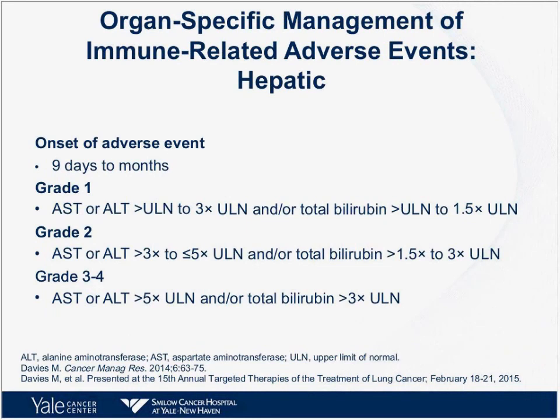Hepatic or liver adverse events can develop at 9 days to several months, and we've got our parameters here for our transaminases. So one may see an elevation of AST or ALT independent of whether or not there's any change in the bilirubin. So you want to grade the toxicity based on AST and ALT and also with the total bilirubin. So grade 1 is up to 3 times the upper limit of normal.